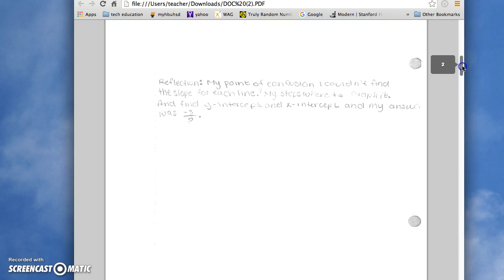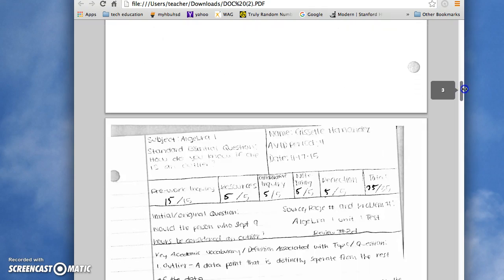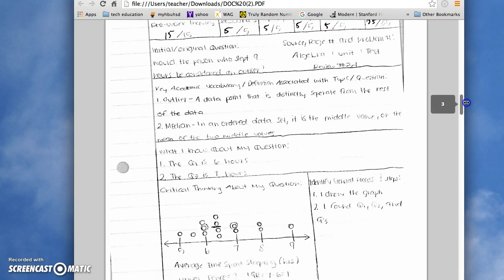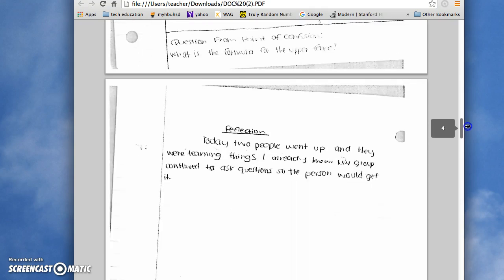Now let's move on to the second reflection. All right, we're going to look at Giselle's. All right, Giselle got a perfect score, 35 out of 35. And as we scroll down to her reflection, we see, today 2 people went up and they were learning things I already knew. All right, my group continued to ask questions so that person would get it. Very vague. All right, so the way I would have had her word this is, today 2 people went up and were learning these specific things, and list what they were talking about.